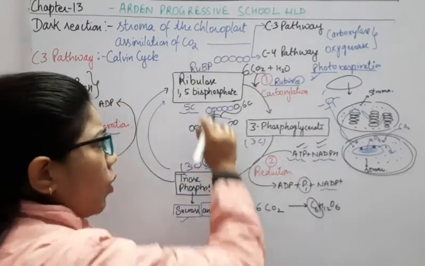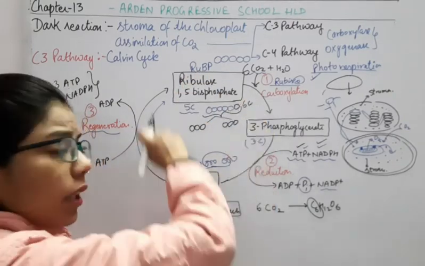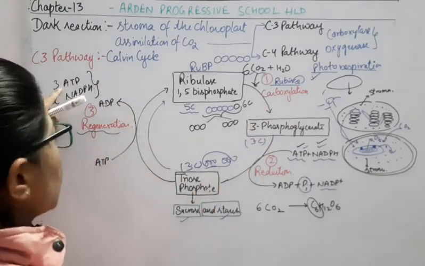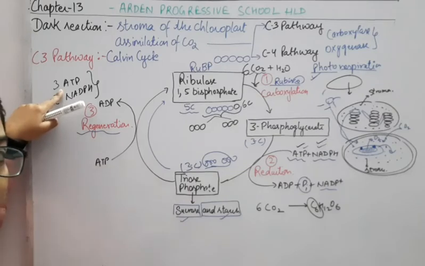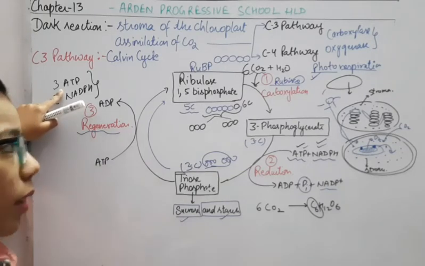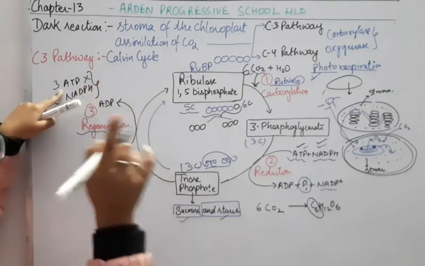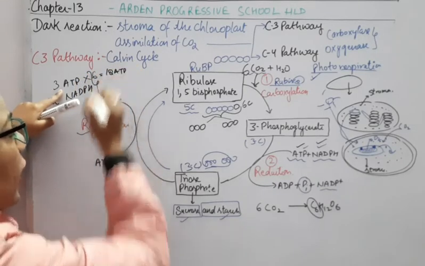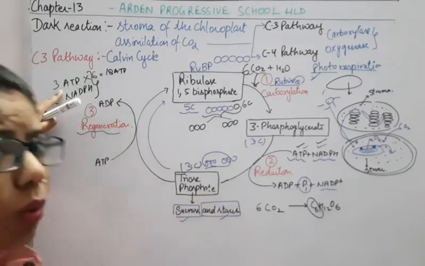That's why we are saying this cycle will continue for 6 rounds. In one cycle we have one CO2, so like this it will continue for the 6th cycle. In one cycle we have used 3 ATP, but the complete cycle, if there will be 6 rounds, how many ATP is required? 18 ATP, we can say, for the synthesis of one glucose molecule.